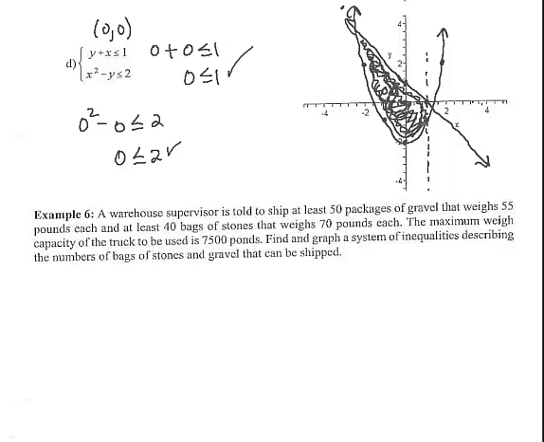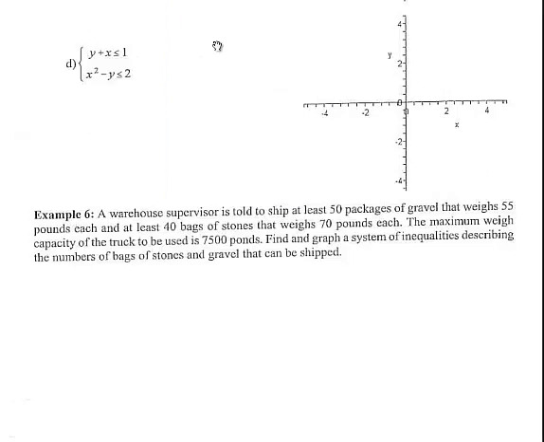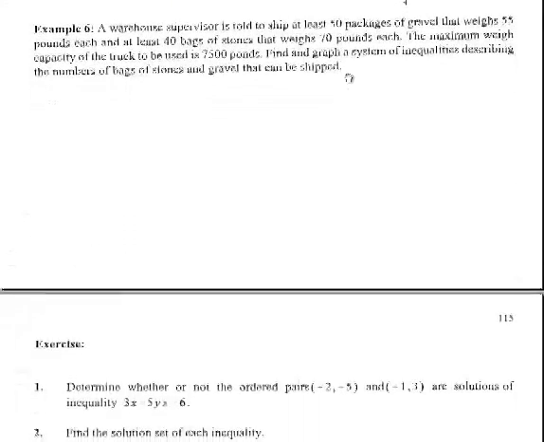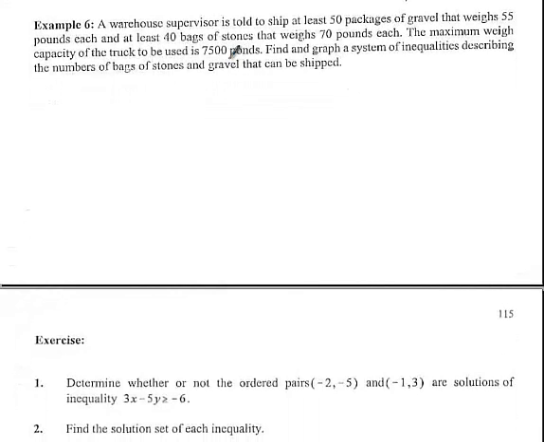So that completes D, and we'll end with an application problem. Okay, the problem reads: a warehouse supervisor is told to ship at least 50 packages of gravel that weighs 55 pounds each, and at least 40 bags of stones that weighs 70 pounds each. The maximum weight capacity of the truck to be used is 7,500 pounds. Find and graph a system of inequalities describing the number of bags of stones and gravel that can be shipped.